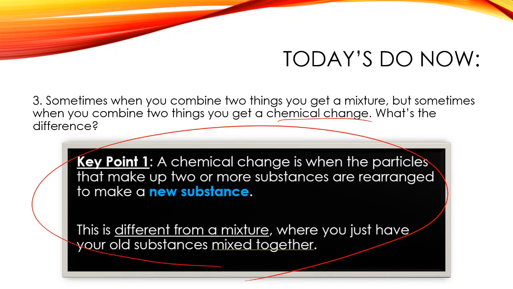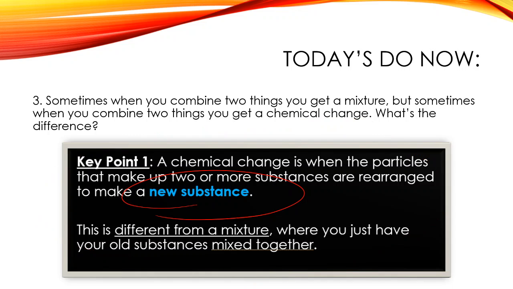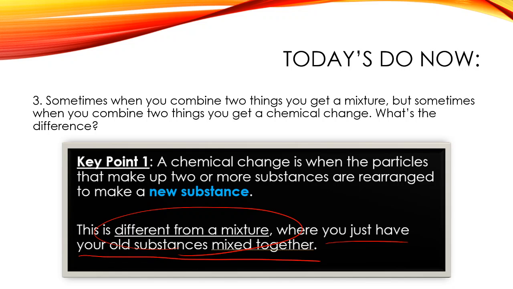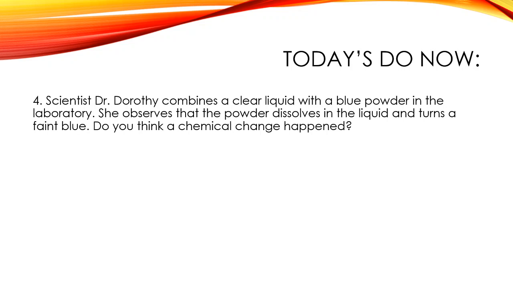You did great. It was simply that a chemical change is when the particles that make up two or more substances are rearranged to make a new substance. Anytime you're making a new substance when you combine things, you have a chemical change. It's different from a mixture because in a mixture, you just have your old substances mixed together. You don't make anything new when you make a mixture. A solution is a type of mixture, so you don't make anything new when you make a solution. If you make something new, it's a chemical change. We'll be talking more in depth about that today.